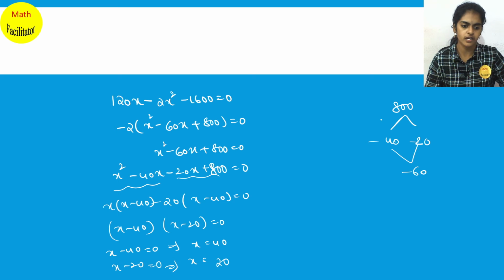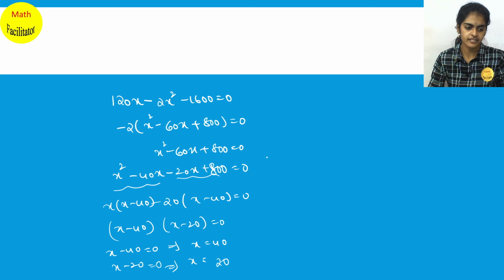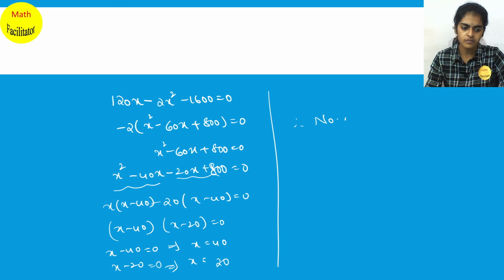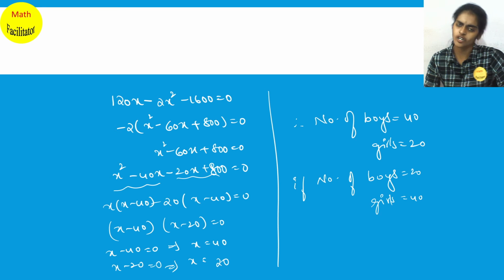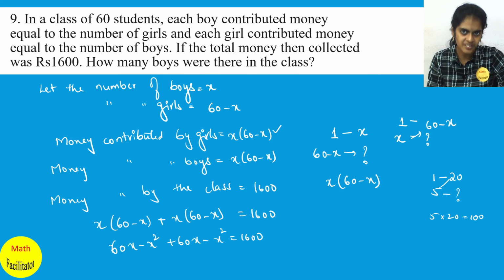So now what does this mean? So x is nothing but number of boys, isn't it? You have taken x as the number of boys. So therefore, if you are taking the number of boys as 40, then number of girls will be how much? 60 minus 40 is 20. If boys are 20, then girls will be how many? 60 minus 20 is 40. Did you all understand this question? Interesting and simple, isn't it?